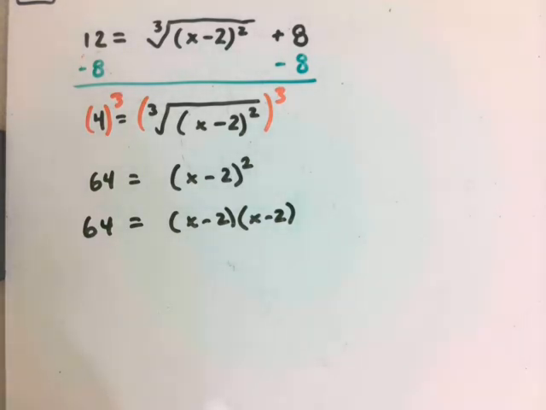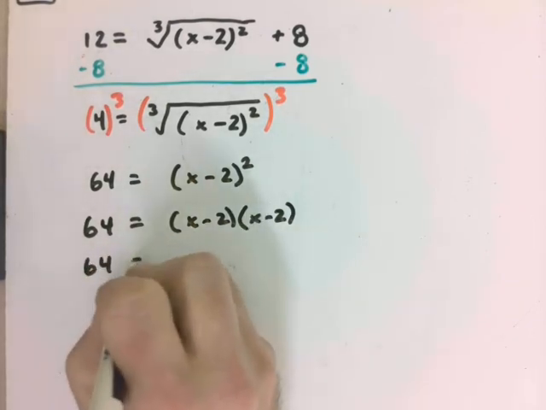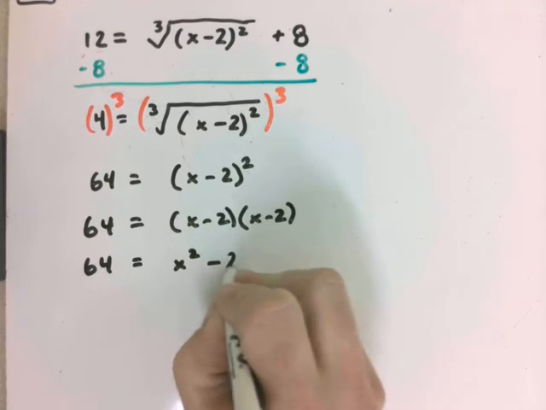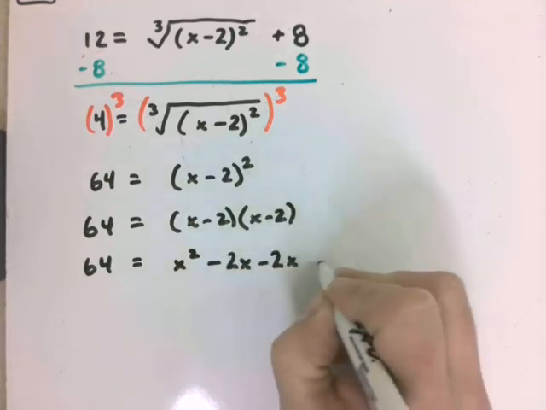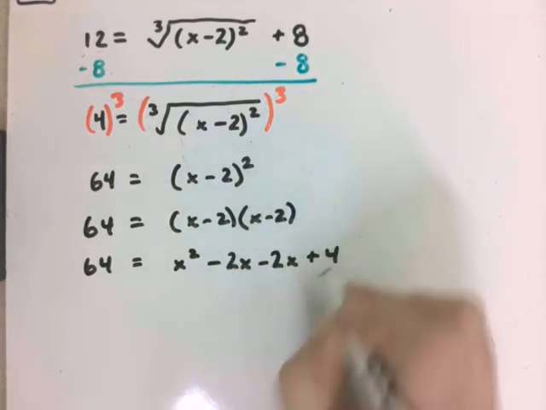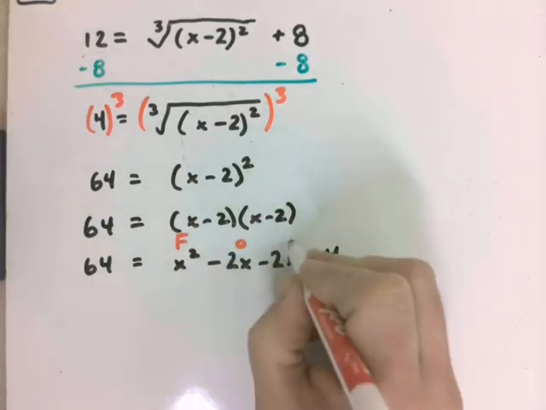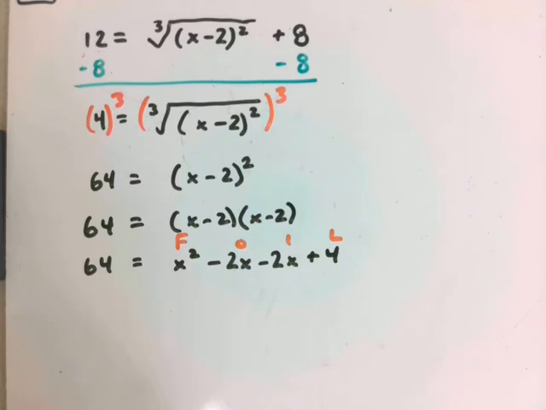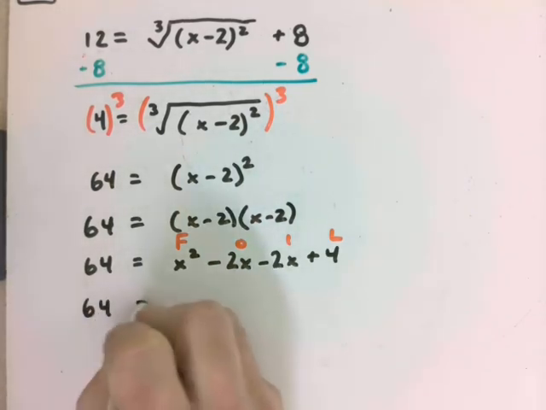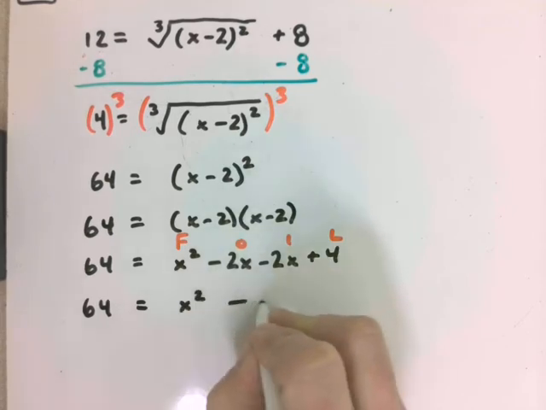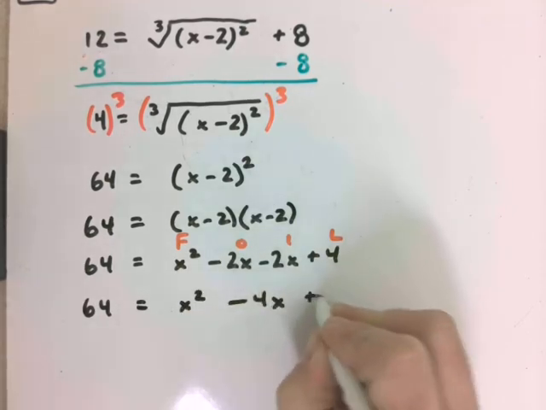So I'm going to go through and FOIL out this right side. If I do that, our 4 terms would be an x squared, a minus 2x, another minus 2x, and then a plus 4. So this is the F, O, I, and L of FOIL. And we have a couple terms here in the middle which are like terms, which I'm going to combine together. So on the right side of our equal sign, we have an x squared minus 4x plus 4.